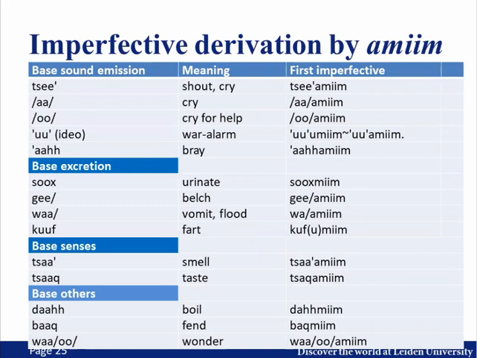It's probably that some of these verbs act like magnets in the lexicon, that verbs that are similar in meaning end up having a similar formation of this first imperfective.